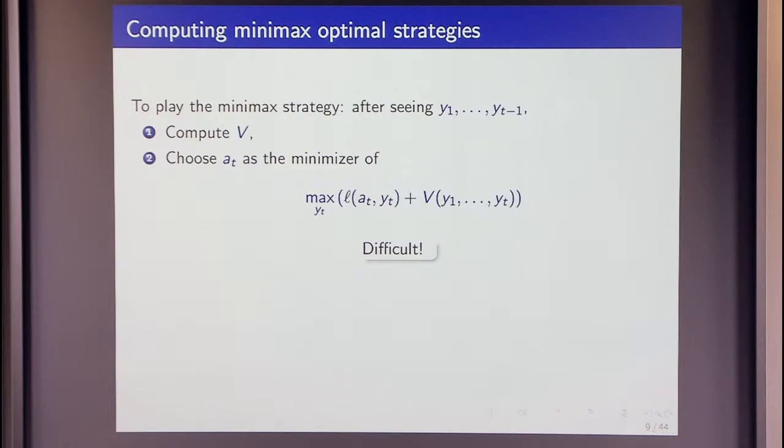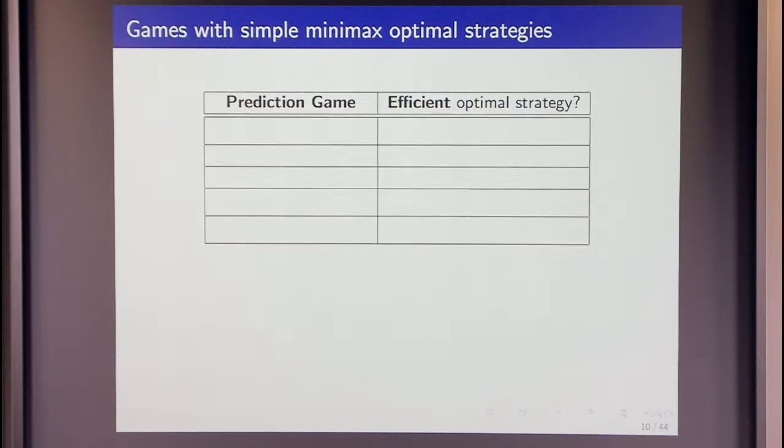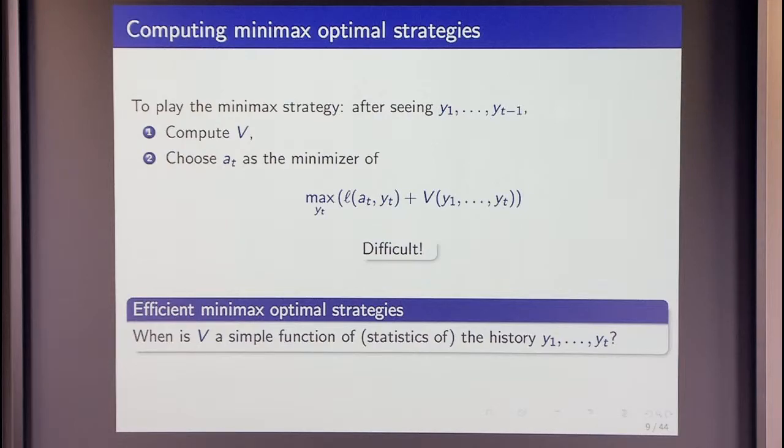Of course, that's hard because there are many different histories that we might be faced with, right? So this value function is typically a very complicated beast. And so the question is, when can we efficiently compute the value function? And typically it's a function of some compact summary of the history that we've seen so far. I'm saying typically in the cases where we can efficiently compute it, I guess.